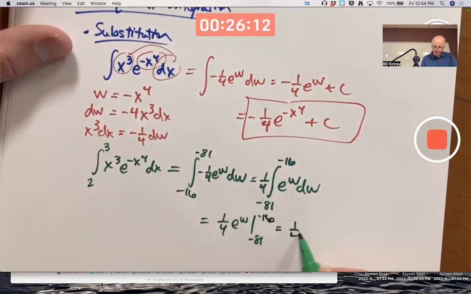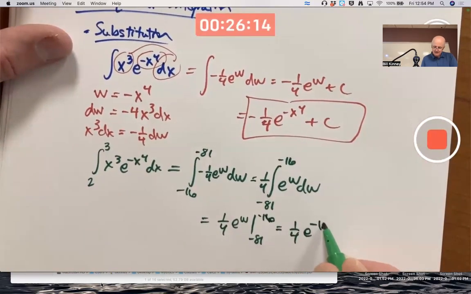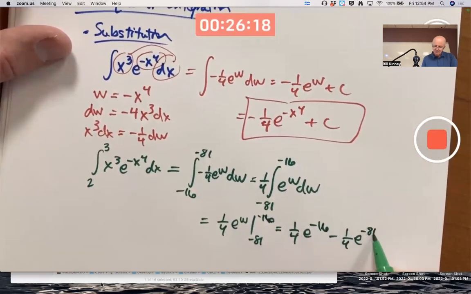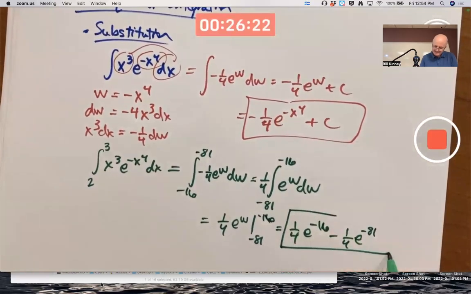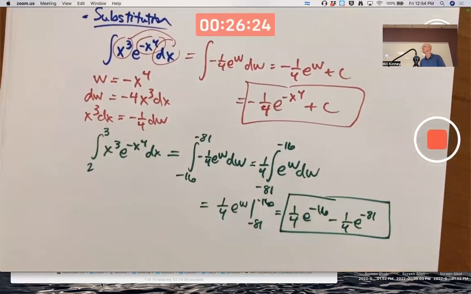And you'll get 1/4 e to the negative 16 minus 1/4 e to the negative 81. Should be a really tiny number, really close to 0, but that is the exact answer. This function is really close to 0, evidently, because this integral is really close to 0.